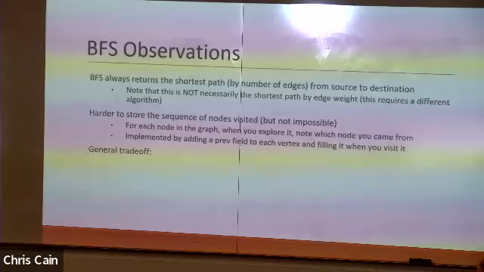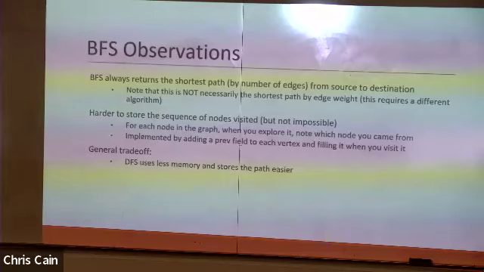So we get a trade-off between depth first search and breadth first search, which means that there's an appropriate time to use each. Depth first search, as we talked about, uses less memory and stores the path easier. This is useful if we have large structures and we don't have enough memory to store the entire structure in memory at one time. If we're querying this structure from a database, for instance, we can't store the entire thing locally.